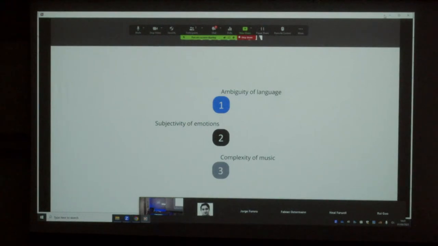The complexity of music. Music is a complex art that involves multiple components, including melody, harmony, rhythm, and timbre. Generating musically coherent and emotionally expressive music is a challenging task that requires models to capture the relationship between these components and emotion, which are not trivial.